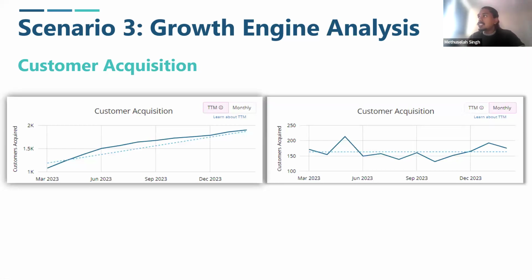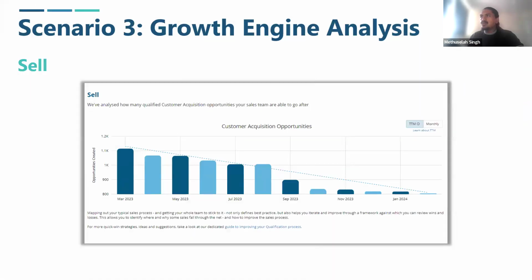So here, for instance, you've got a very consistent figure of around maybe 160 or so customers being acquired per month, which is pretty good, and that correlates quite well with what the TTM says as well. So actually, in this case, you do have a pretty good customer acquisition rate. But then let's go to the sales chart.